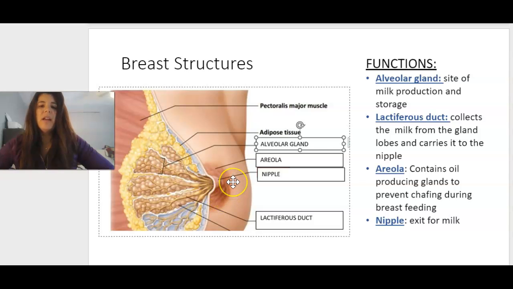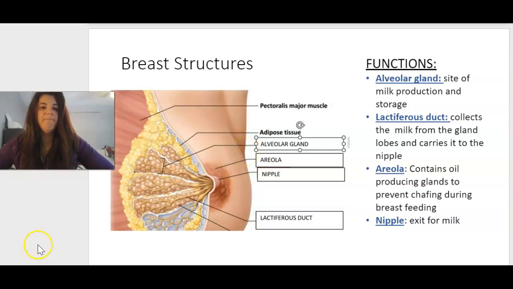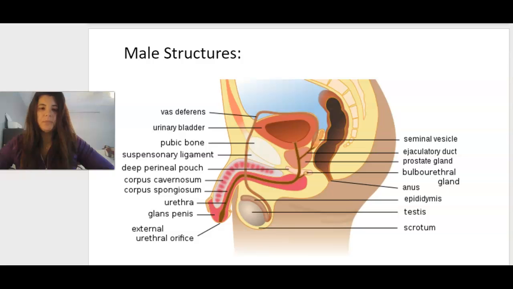The areola is going to contain small oil glands, and their job is to produce this oily substance to prevent chafing during breastfeeding. So those are the structures and the basic functions of the female reproductive system. So let's now move on to male reproduction.